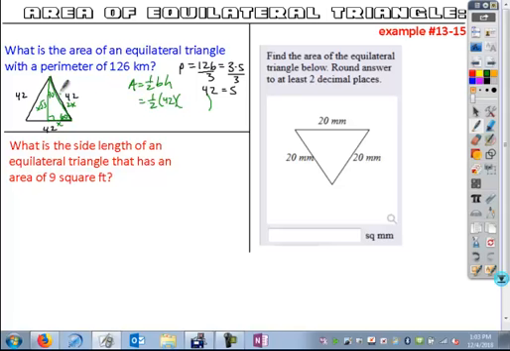So if my hypotenuse is 42, that means the side opposite 30 degrees is going to be half of that, or 21, which means my whole altitude will be 21 root 3. And so I can plug that in. That's the height of my triangle. And so now it's just a matter of 42 divided by 2 is 21.